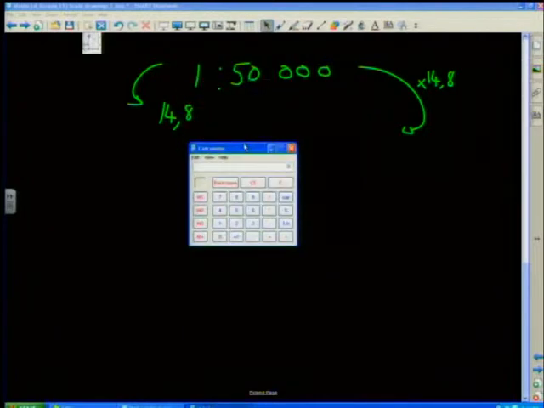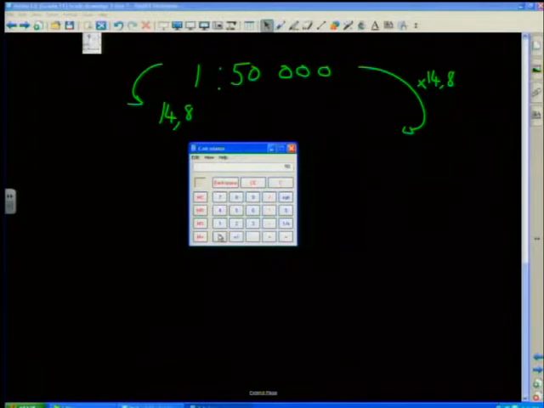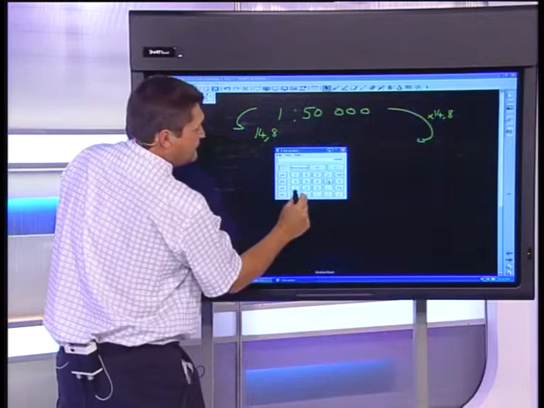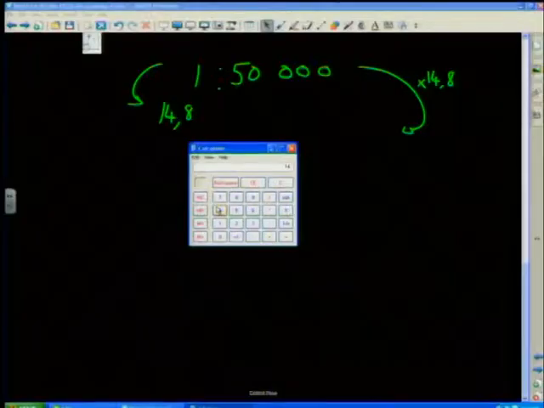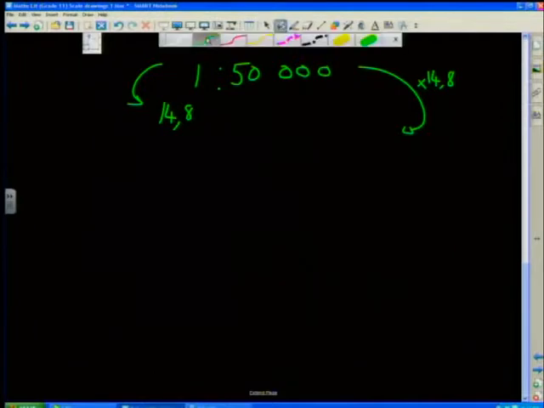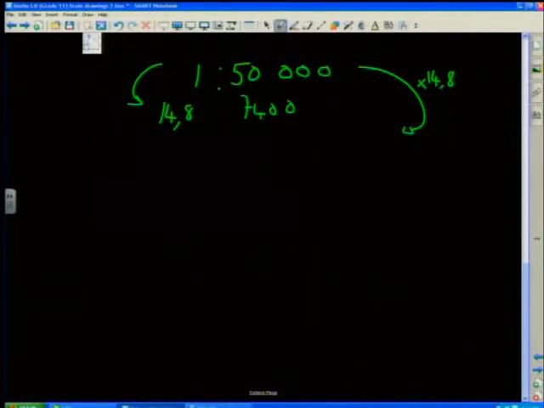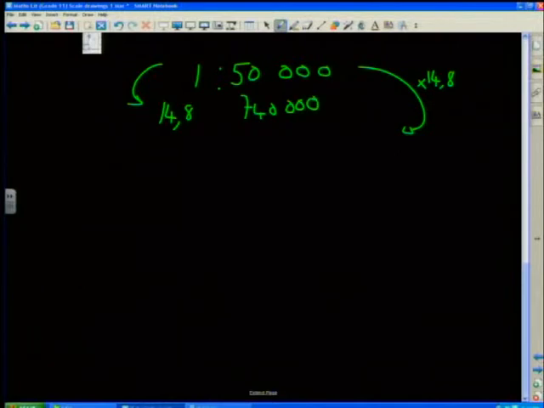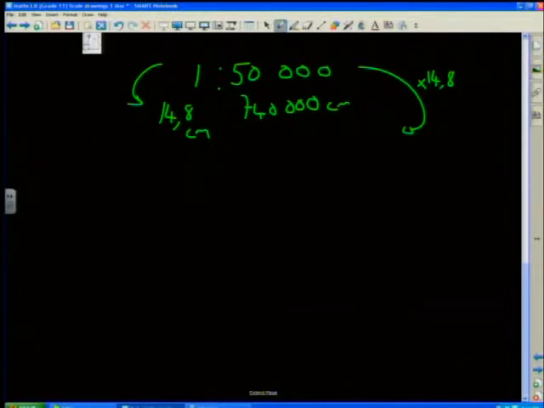I'm moving my calculator down so I can see what I'm doing. Hopefully you can still see it. So I've got 50,000, I'm going to multiply it by 14.8 equals, and I get an answer here of 740,000. Okay, so 740,000 what? Well, that was in centimeters, so this is also going to be in centimeters.